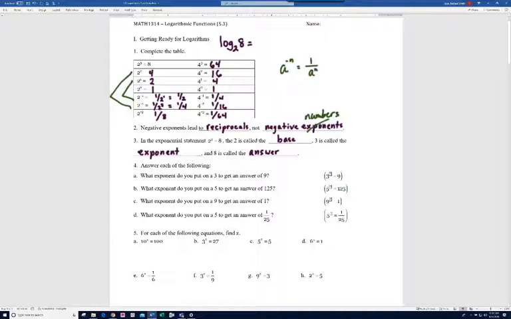Let's see, what exponent do you put on a 3 to get an answer of 9? So we're basically thinking, what exponent do you put on a 3 to get 9? Of course, that's 2. And then on B, what exponent do you put on a 5 to get an answer of 125? That would be 3, because 5 cubed is 125. What exponent do you put on a 9 to get an answer of 1? Well, remember, anything to the 0 power is 1, so that would be an exponent of 0. Letter D. What exponent do you put on a 5 to get an answer of 1/25? Well, we know 5 squared is 25, so 5 to the negative 2 power would be 1/25.